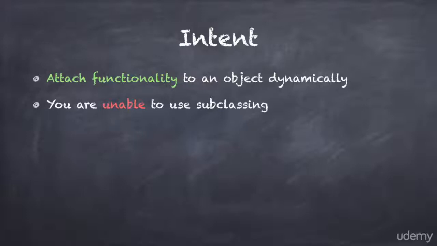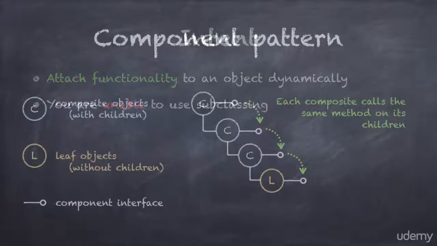So the key here is that you want to extend the functionality of an object. But for some reason or other, you are unable to use subclassing. So how would you do this? The solution is very similar to the composite pattern that we discussed in the previous lecture.